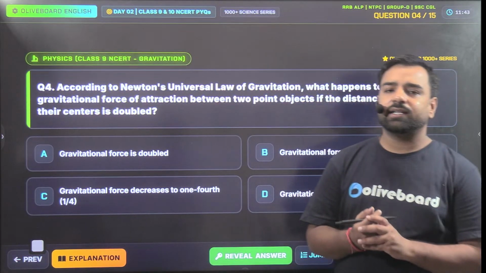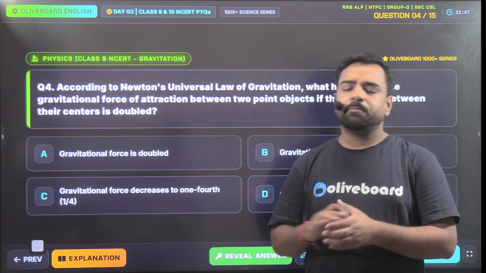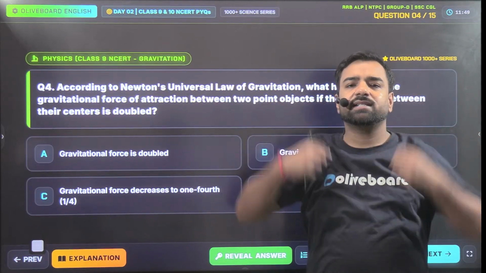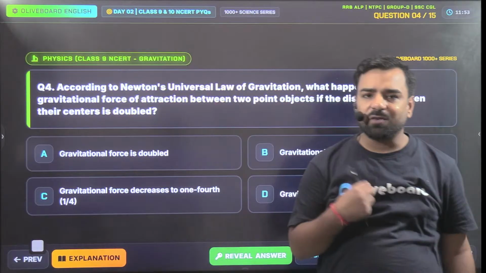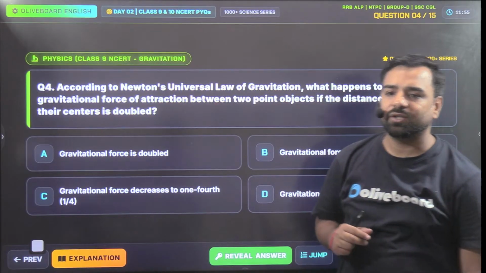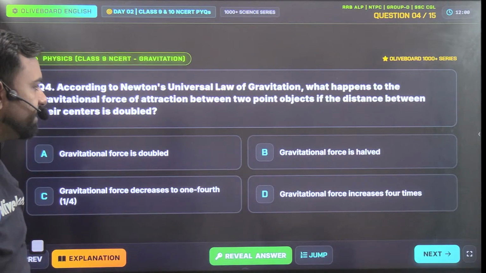And all the other candidates, apart from Ankita, are also requested to please answer, because these are questions which are repeatedly asked and we might get confused in the examination if you're not answering here. So it's my work to explain where you people are doing wrong. So Ankita is going with B. B means gravitational force will be halved.